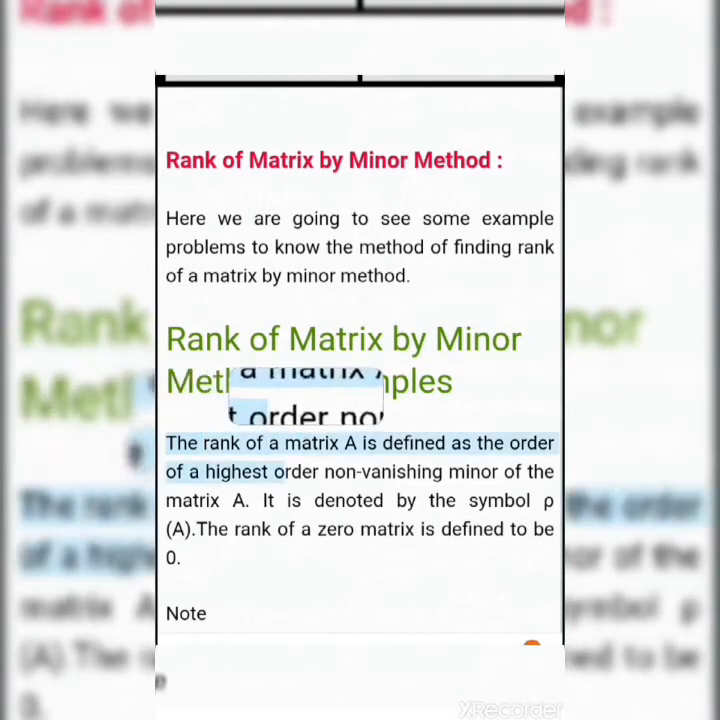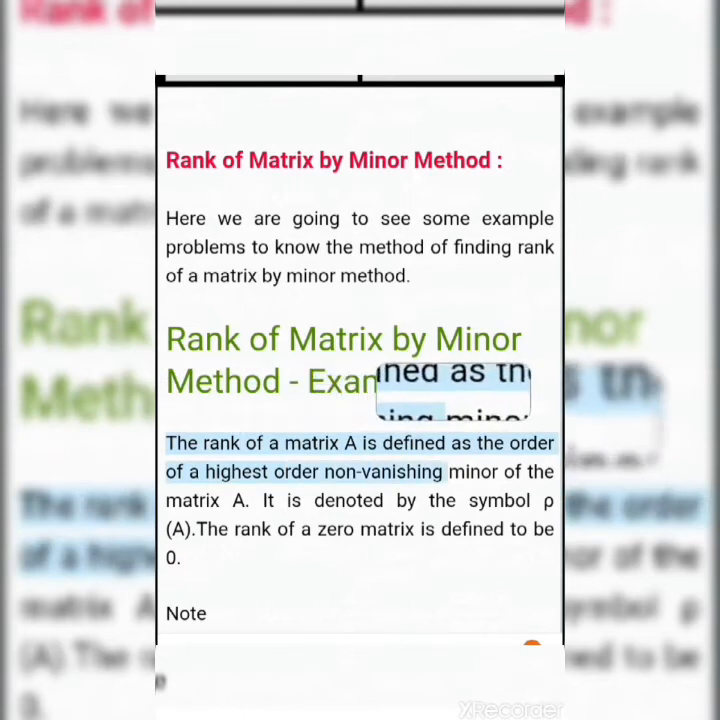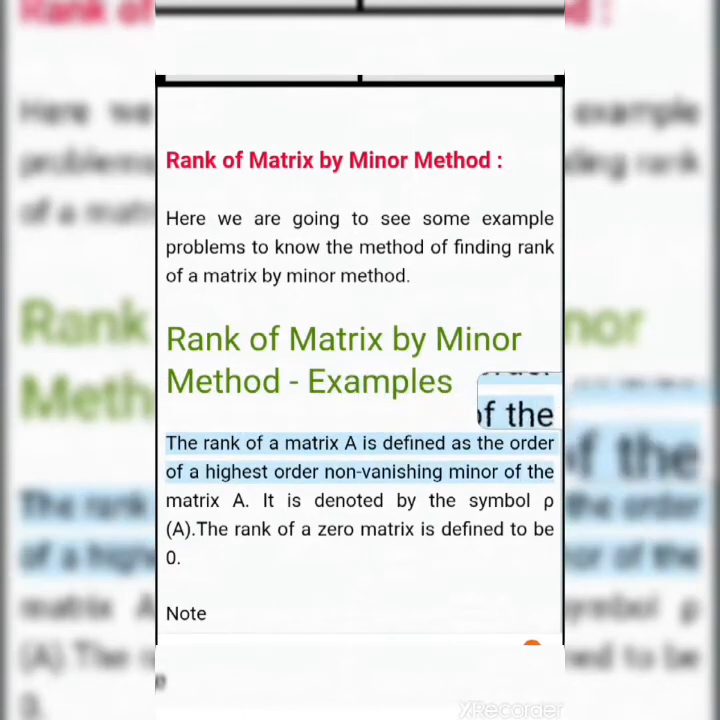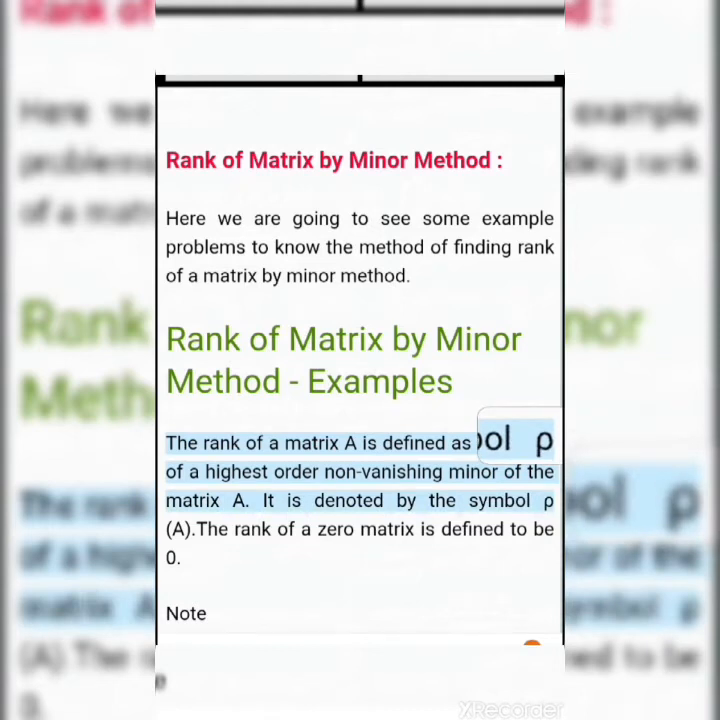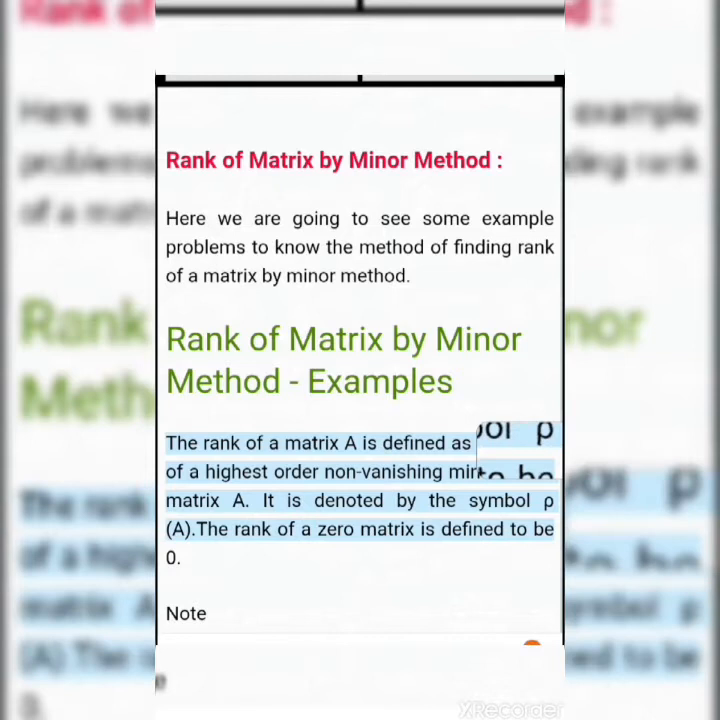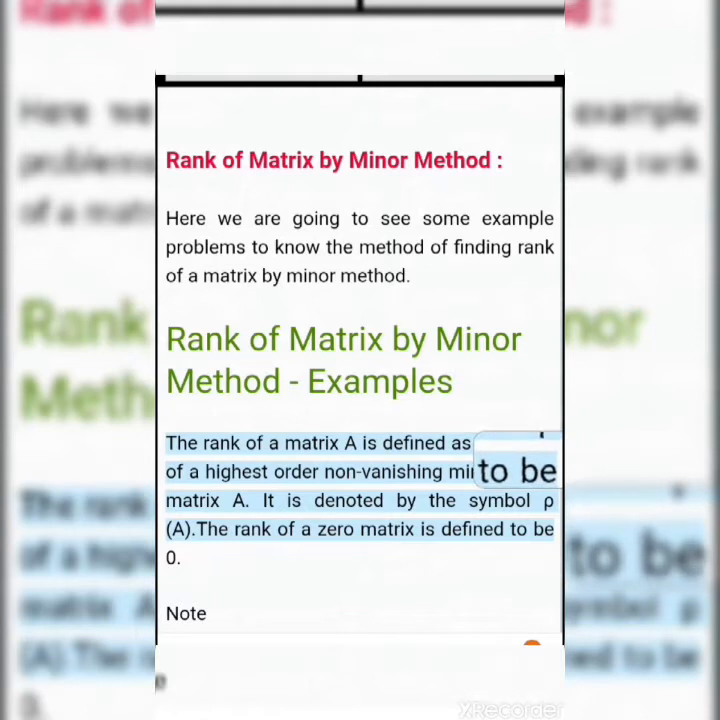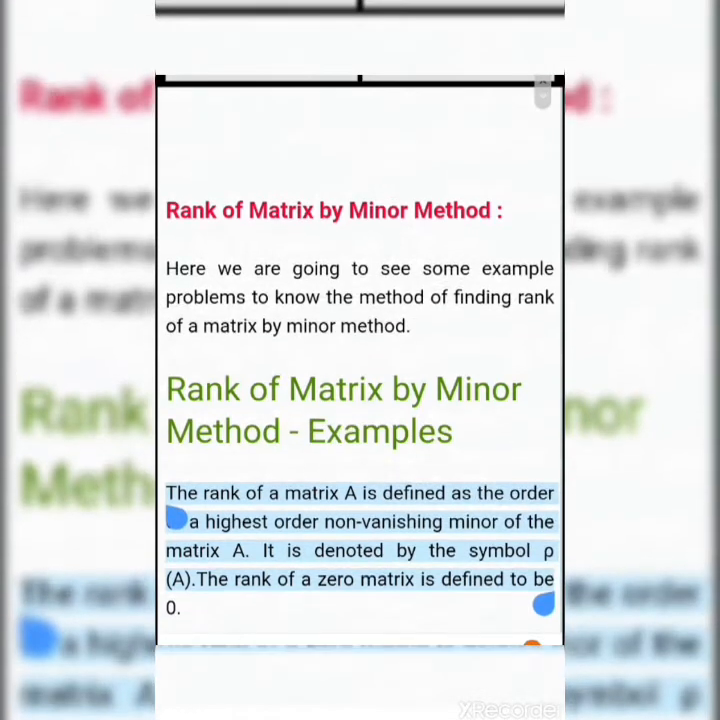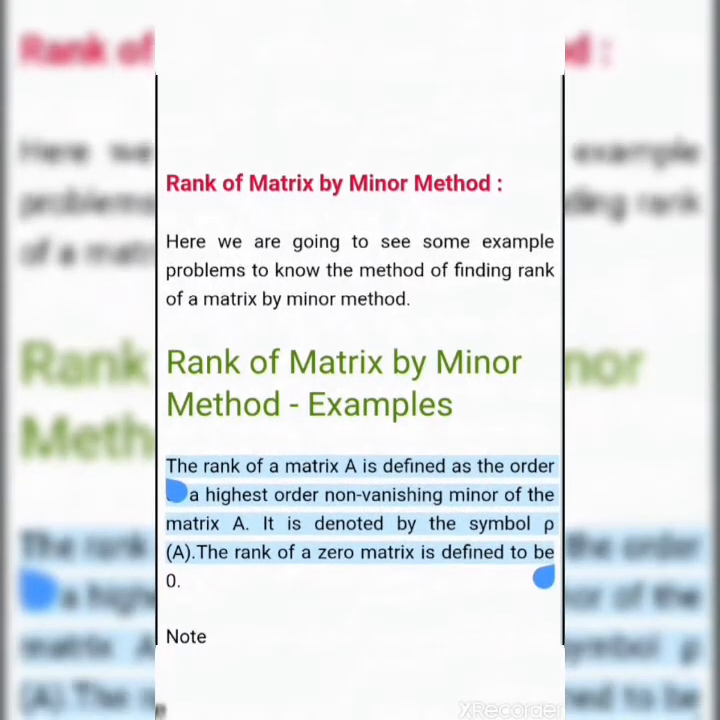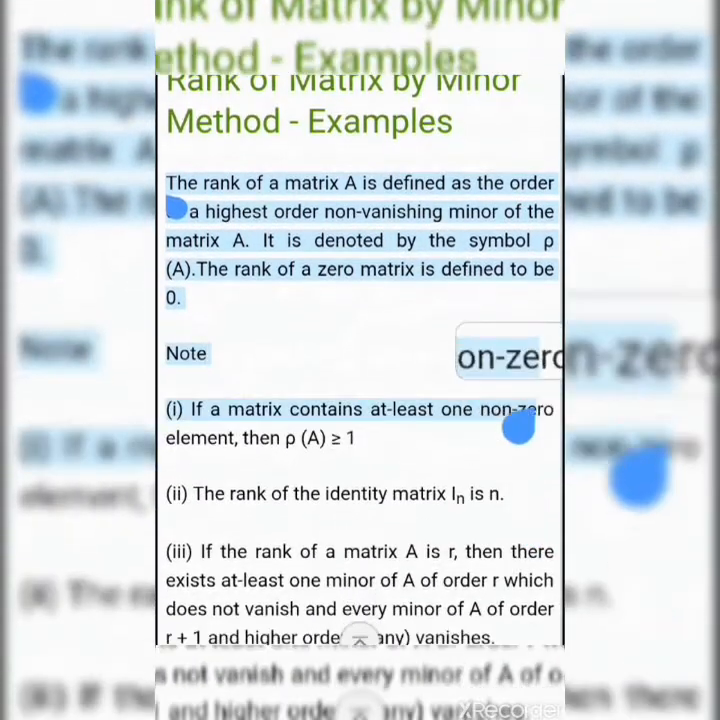The rank of the matrix is defined as the order of a highest order non-vanishing minor of the matrix A. It is denoted by the symbol rank of A, rho of A. The rank of a zero matrix is defined to be 0.